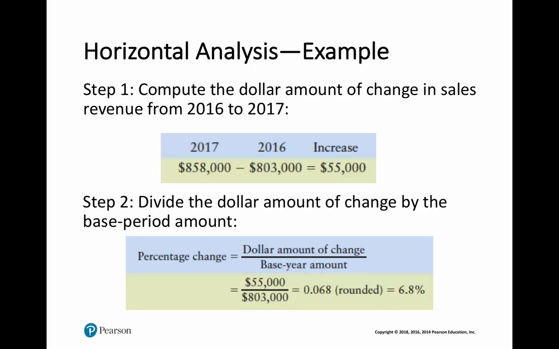And then step 2 is to divide the dollar amount of the change by the base period amount. So dollar amount of the change, 55,000, divided by 803,000. So we have 0.068. To make that a percentage, we multiply it by 100. So we have a 6.8% increase. And again, it's positive here, so it's an increase. So that's what we're doing. We're doing a horizontal analysis.